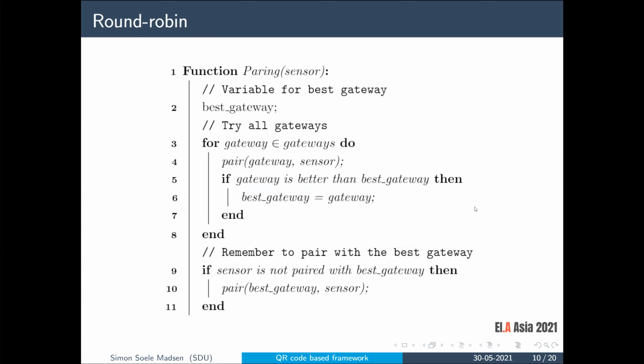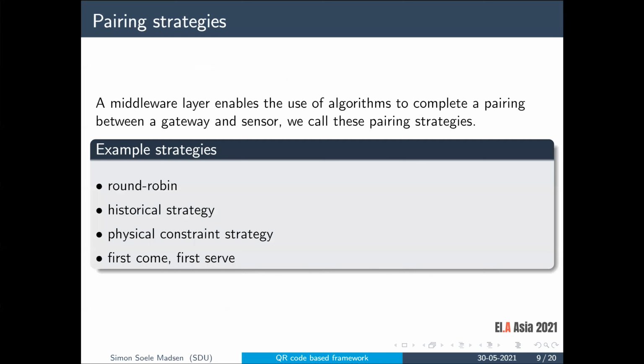More strategies are discussed in the paper, and in general, the more complex and intelligent a strategy you make, the more preparation it takes. So go back to the physical constraint strategy. It takes a lot of physical planning to constrain the gateway to some specific locations.